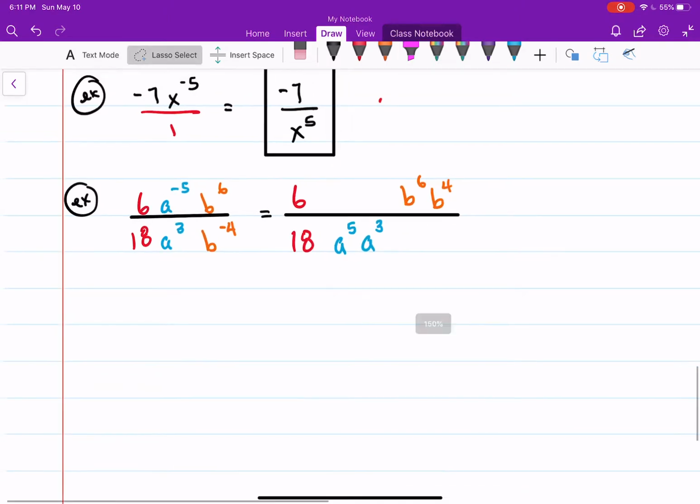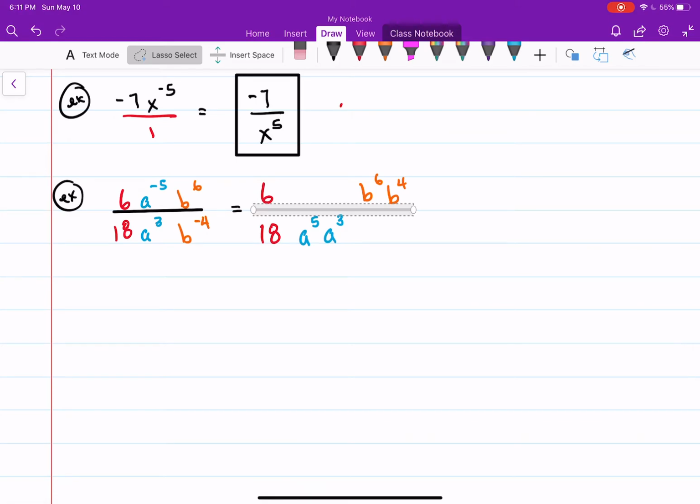Okay? So now I tend to reduce and say, okay, 6 goes into 6 once and 18 3 times. So now I have a 1 on top. What else do I have? I have b to the 10th on top over, what do I have on the bottom? I got that 3. And then how about the a? I got a to the 8th on the bottom.